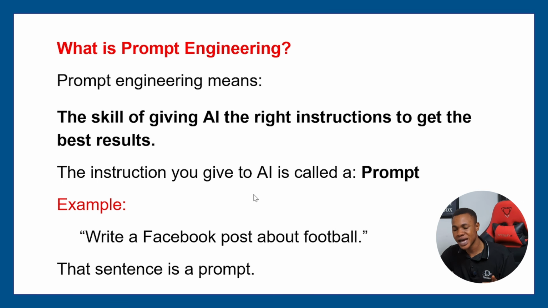So the instruction you give to AI is what we call a prompt. So that instruction I give to AI, write me a birthday message for my mother, is what we call a prompt. Take note of that. For example, write a Facebook post about football. That sentence is called a prompt.